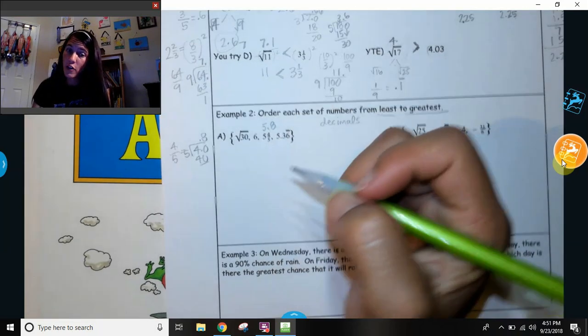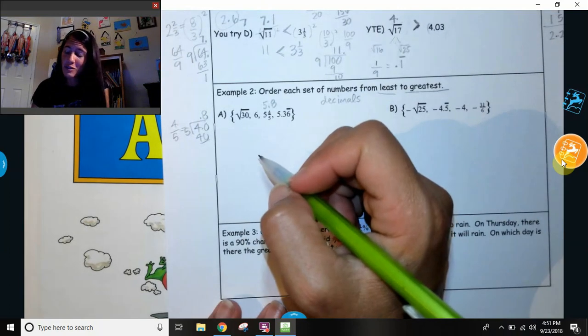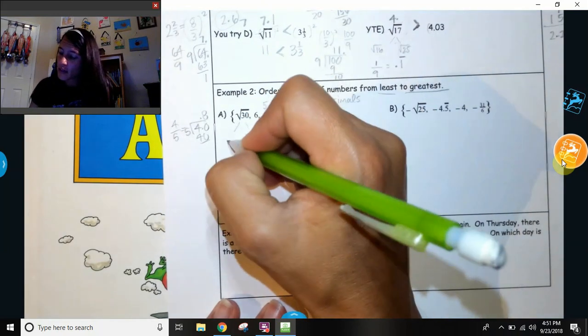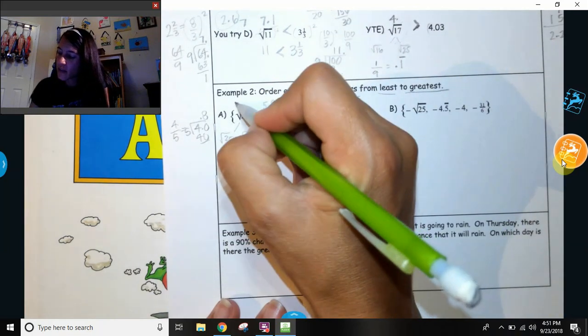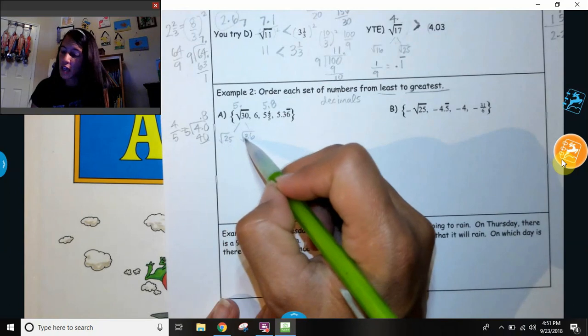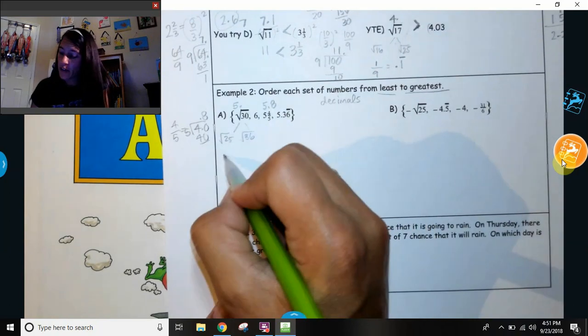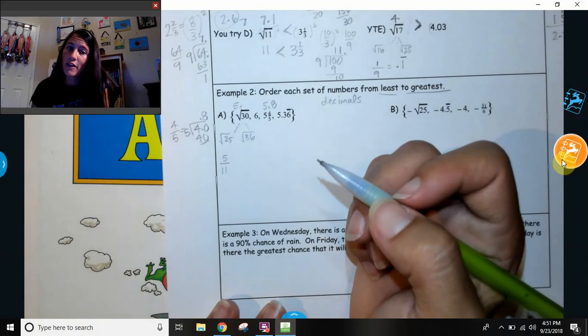So square root of 30 is where we need to use our estimating rules that we just learned. And I know it's going to be between 25 and 36. So it's going to be 5 point something because it's between 5 and 6. There's a difference of 5 here, and then there's a difference of 11. So 5 elevenths.